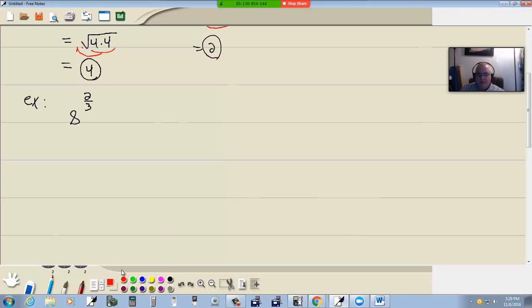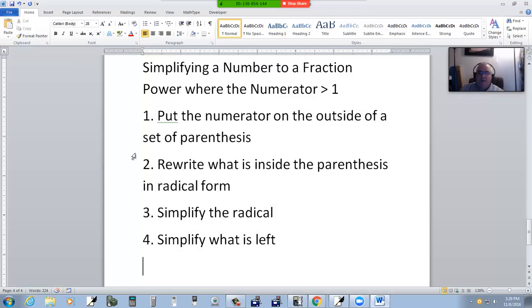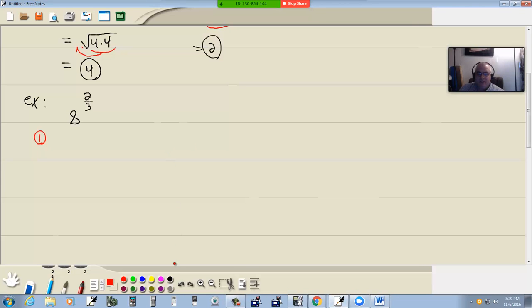Okay. Step 1. Put the numerator on the outside of a set of parentheses. So this is going to be equal to 8 to the 1/3 raised to the second power. So we put the numerator, the 2, on the outside of a set of parentheses. Now since there's nothing left up on top, we never leave blank on top or bottom. You always put a placeholder of 1 there.